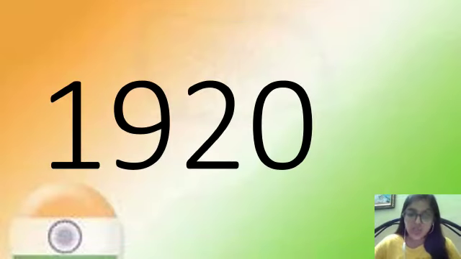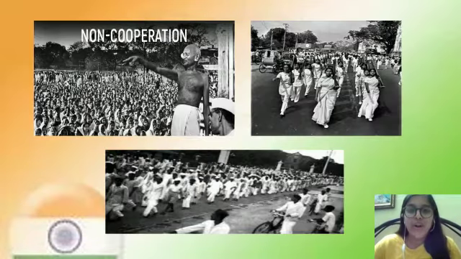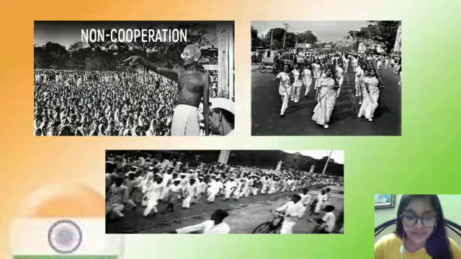In 1920, the non-cooperation movement was a significant phase of the Indian struggle for freedom. Protesters would refuse to buy British goods, adopt the use of local handicrafts, picket liquor shops, and try to uphold the Indian values of honor and integrity.